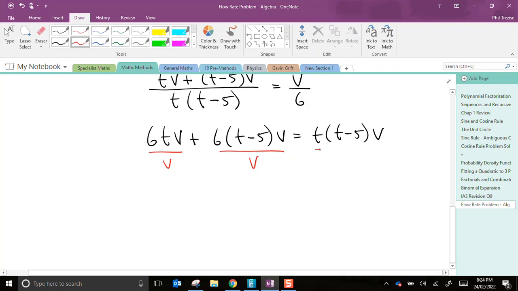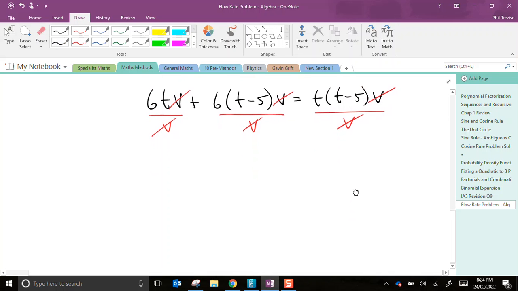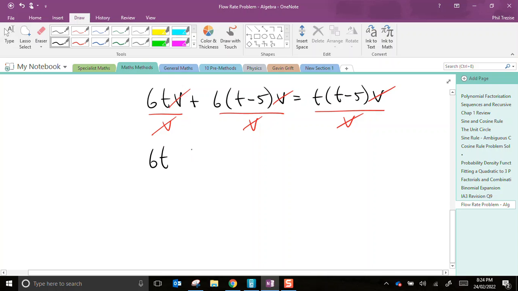I don't really care what the volume of the tank was. The question was all about what was the time taken for the pipes. So I don't mind dividing through by volume. If I divide everything by V, that's all still good. So now I've just got the unknown t. This should work out better. I have 6 times t there. Let's expand out. I'll have 6 times t minus 6 fives are 30, and that would be t squared minus 5t. Now we're getting somewhere.